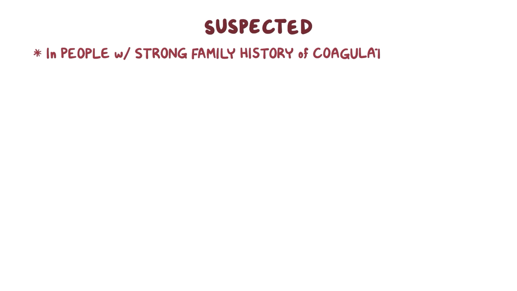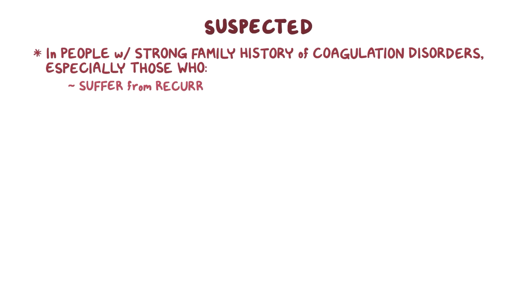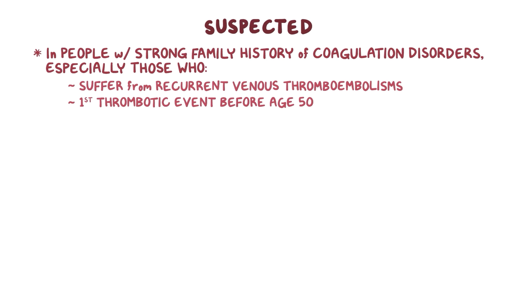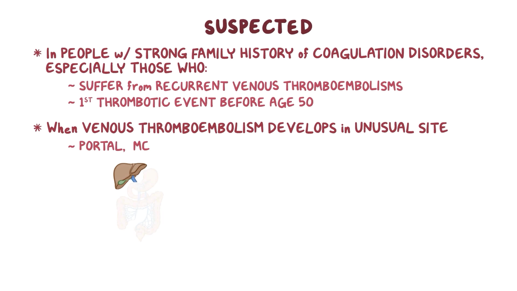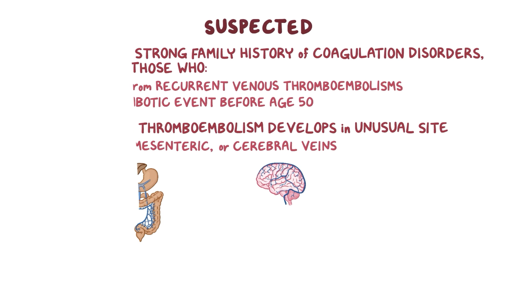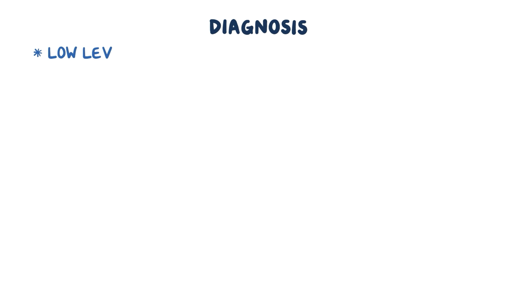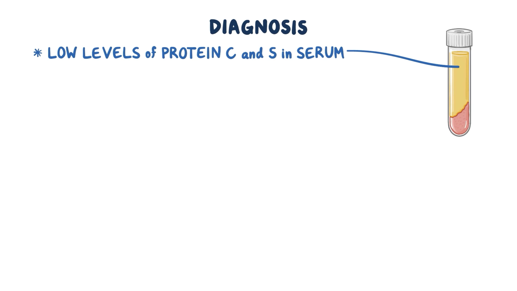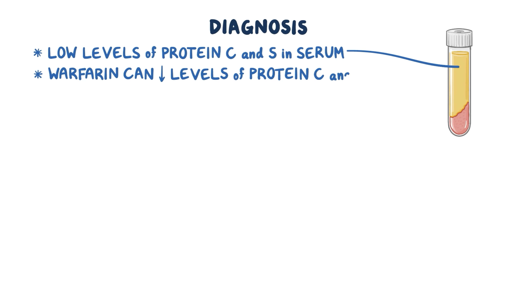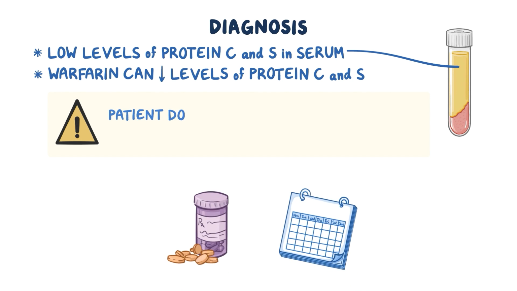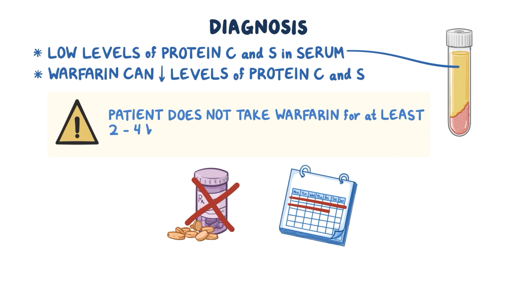Protein C and S deficiency is suspected in people with a strong family history of coagulation disorders, especially those who suffer from recurrent venous thromboembolisms and experience their first thrombotic event before age 50. Protein C or protein S deficiency is also sometimes suspected when a venous thromboembolism develops in an unusual site, like the portal, mesenteric, or cerebral veins. Diagnosis is made by identifying low levels of protein C and S in the serum. Since warfarin can lower the levels of protein C and protein S, it is very important that a patient does not take warfarin for at least 2 to 4 weeks prior to being tested for protein C or protein S deficiency.